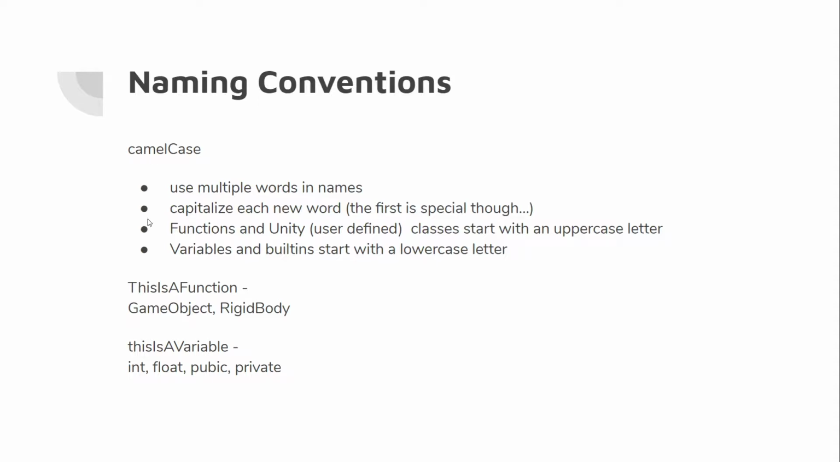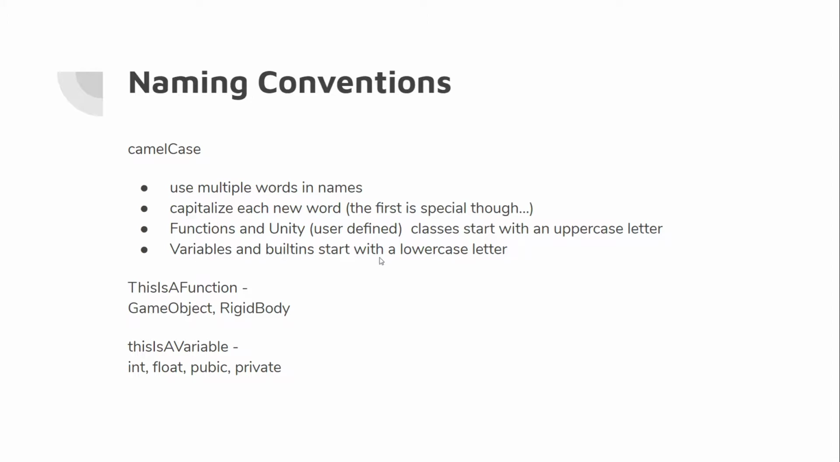Okay. And generally what we're going to do is say that functions and Unity or user-defined classes should start with an uppercase letter. Okay. Functions, methods, classes should start with an uppercase letter like this. This is a function. And these are Unity's built-in and also potentially user-defined classes. You see they start with a capital G, capital R, right? So when you're creating your C# scripts that are ultimately your classes, you should always name your C# scripts starting with a capital, right? So that they comply with Rigidbody, GameObject, and so on.